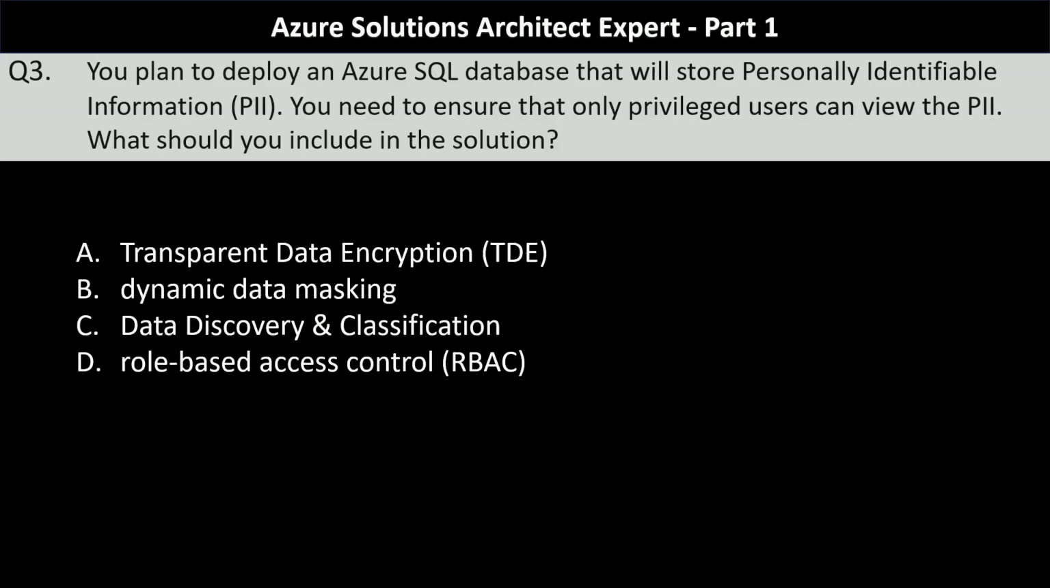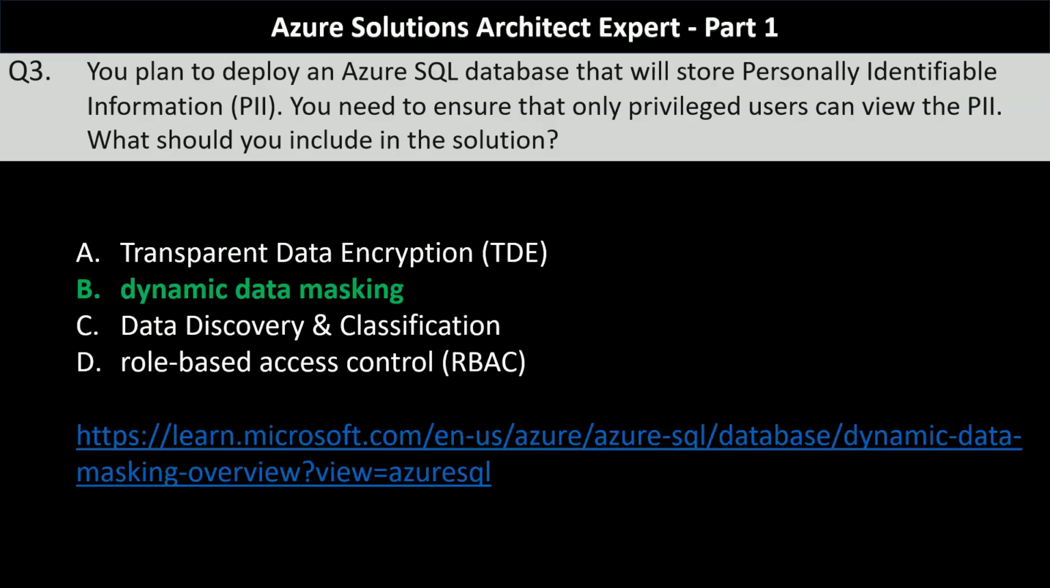You should include dynamic data masking in your solution to ensure that only privileged users can view personally identifiable information in Azure SQL database. Now, dynamic data masking helps prevent unauthorized access to sensitive data by enabling customers to designate how much of the sensitive data to reveal with minimal effect on the application layer. It's a policy-based security feature that hides the sensitive data in the result set of a query over designated database fields, while the data in the database is not changed.